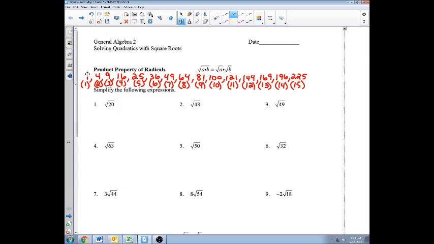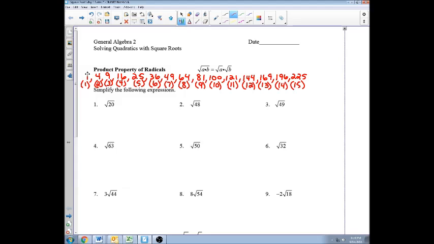So what we're going to do is take the numbers that are inside the square root and see if they are divisible by any of our perfect squares. If they are, then I can rewrite my square root as the square root of that perfect square times the square root of whatever is left over.